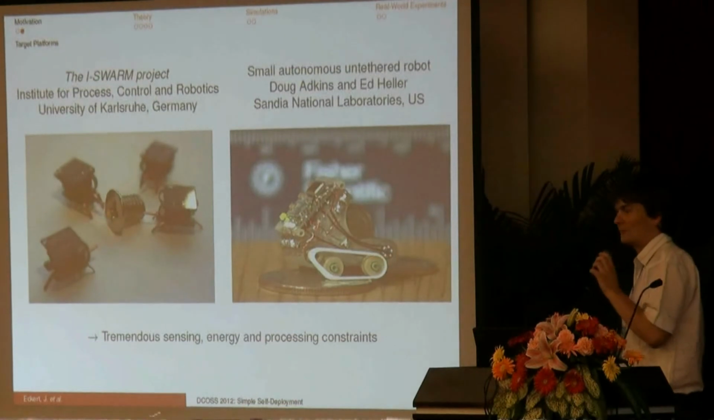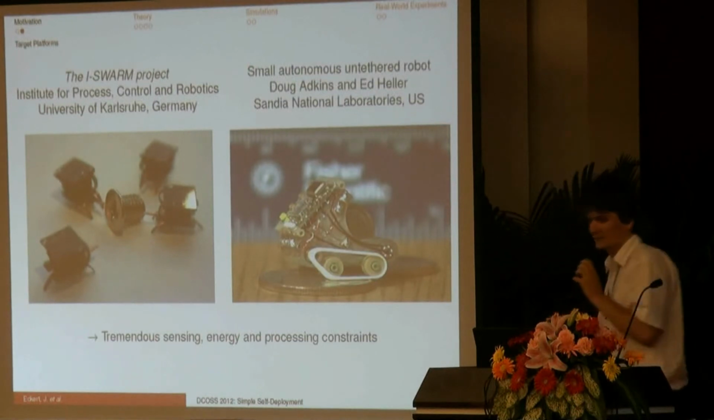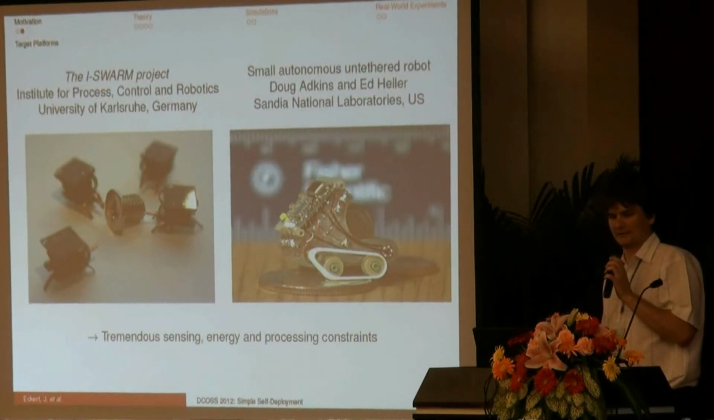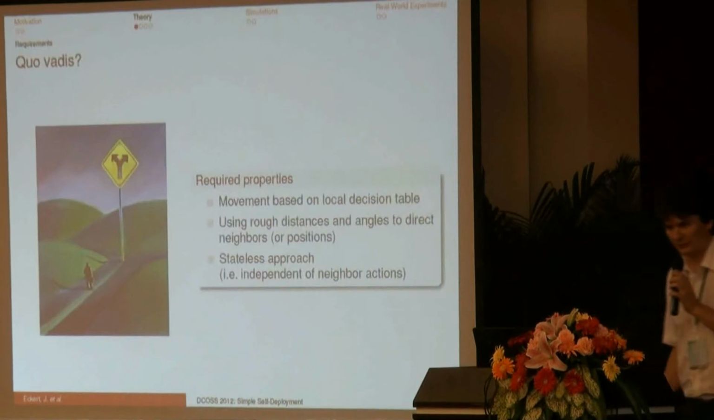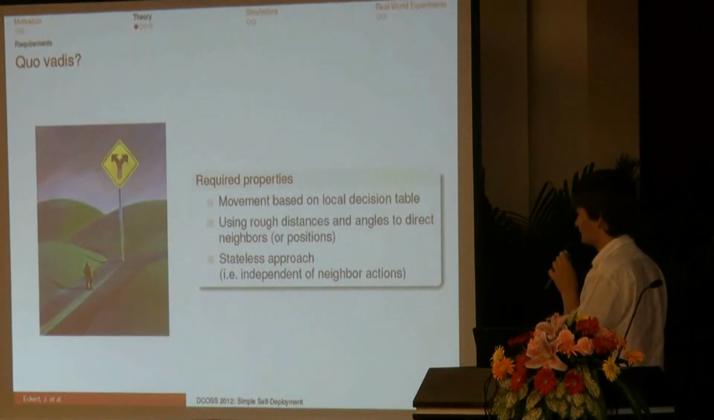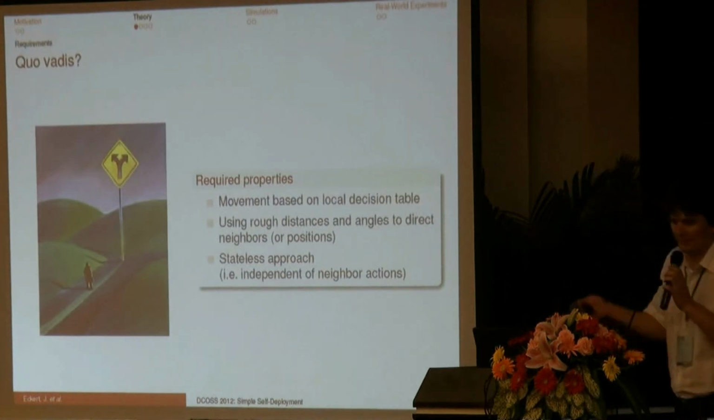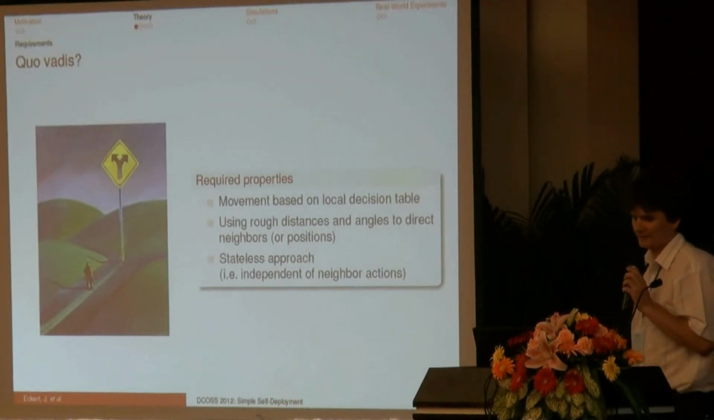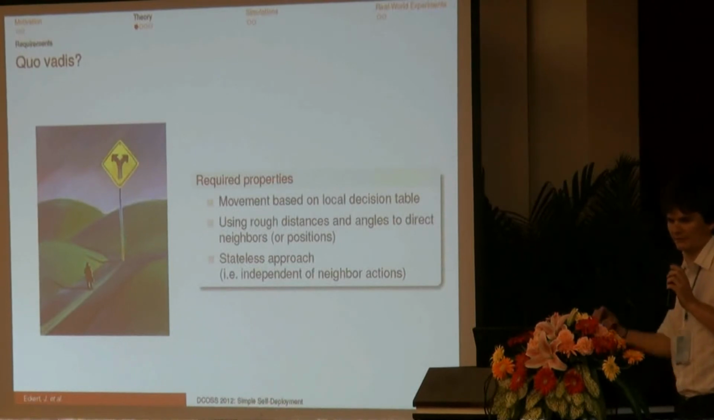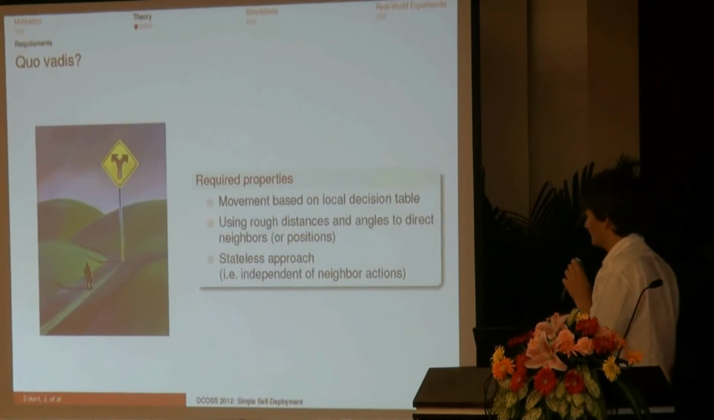As you can see, we have tremendous restrictions in terms of sensing, energy, as well as computation. So what we are aiming for here is a very lightweight algorithm, and we try to minimize everything. And of course, as we are in the field of wireless sensor and actor networks, we have some additional restrictions: the movement can only be based on local decision tables. We only have very coarse-grained measurement information such as distances and/or angles. And we need an absolutely stateless approach, because we do not know what our neighbors, or the neighbors of our neighbors, are currently doing.